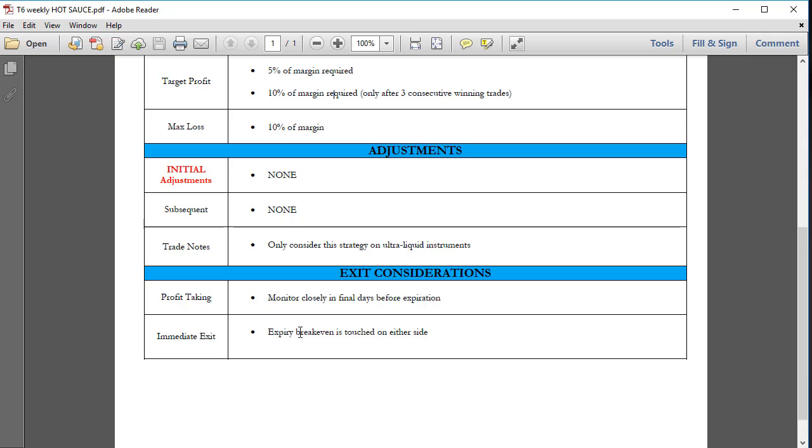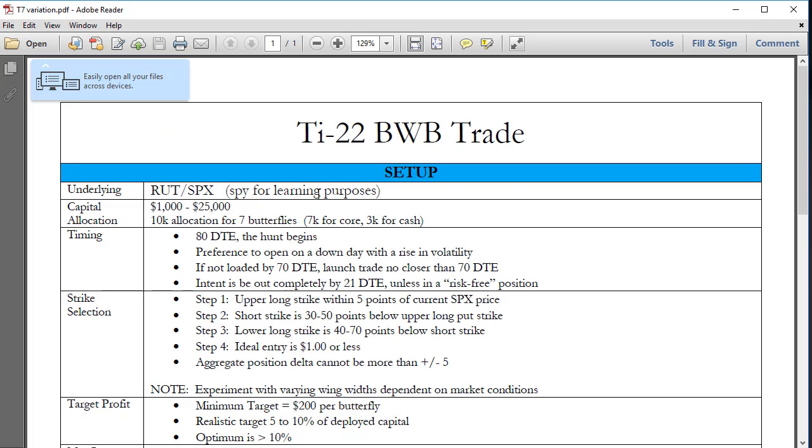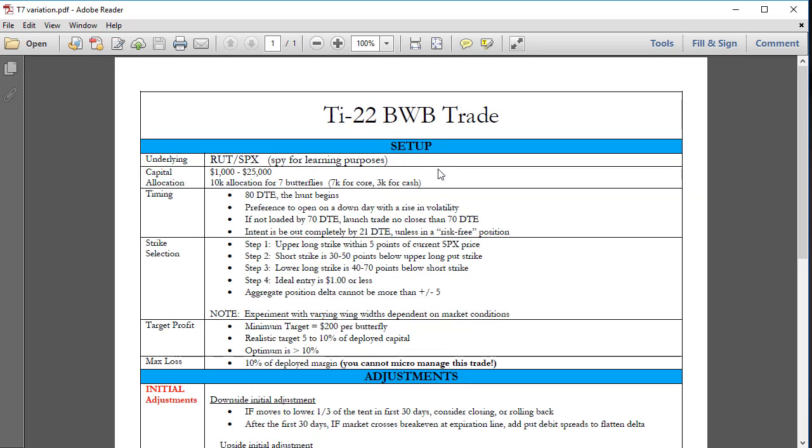Monitor closely in the final days before expiration, and if your expiry break even is touched on either side, that's when you immediately exit, regardless of whether you've hit profit or maximum loss. You'll close it up as soon as it starts trading outside of that tent structure. And again, we will show that in more detail in the example videos below.